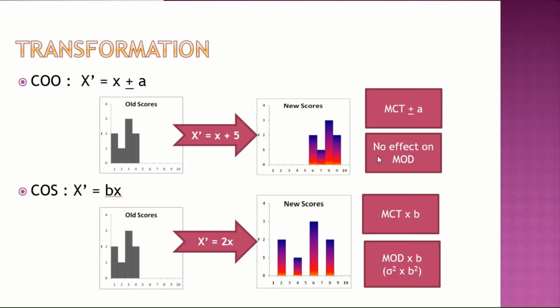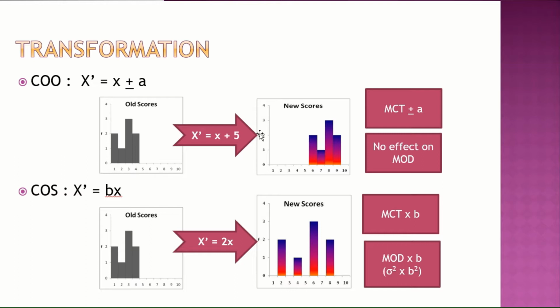Okay. So now this is how your transformation formula will actually look. COO is change of origin. Why do we call it change of origin? I will show you in a while. So change of origin is when you plus or minus something to your data. Do you see that? X prime, that means your transformed data, is equal to the original X plus or minus something to your data. In this case, we are using A. So if you look at this, these are your old scores. Do you see the old scores there? 1, 2, 3, 4. Now what you're going to do is add 5 to your data.